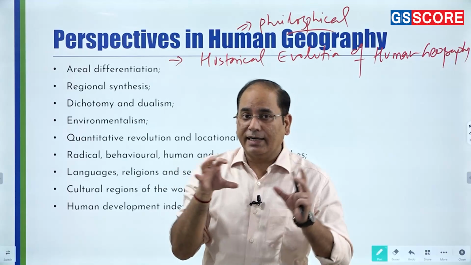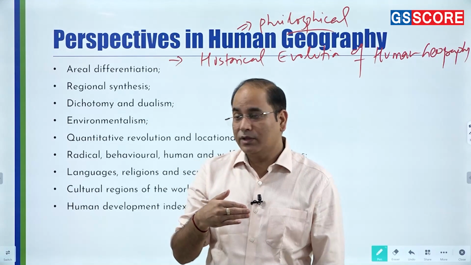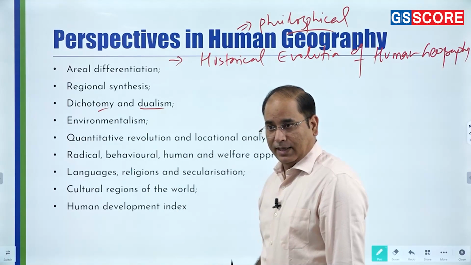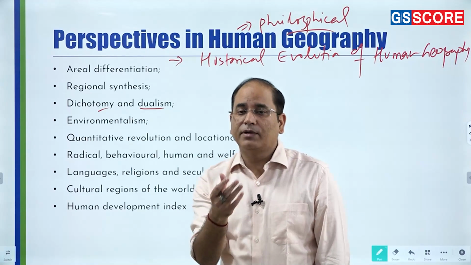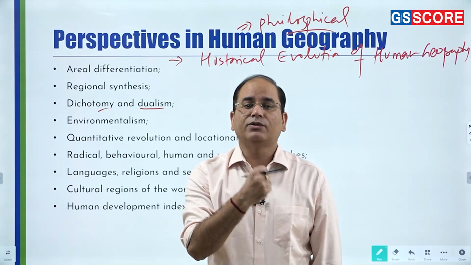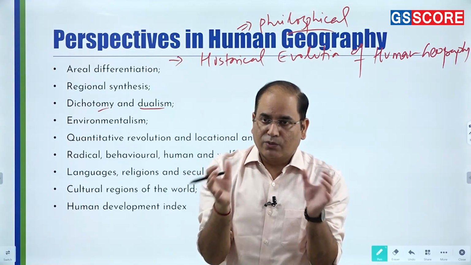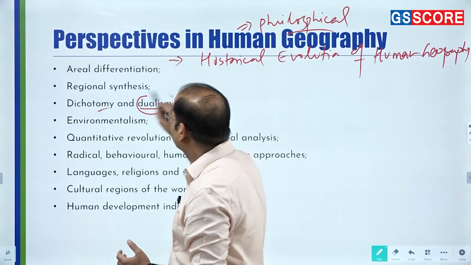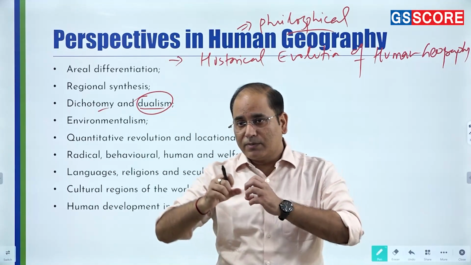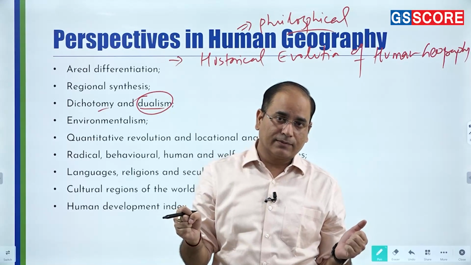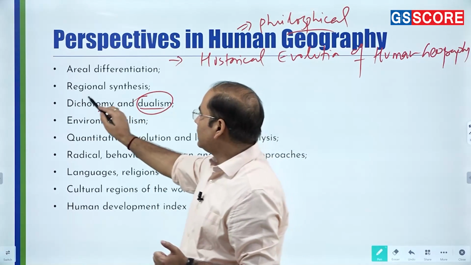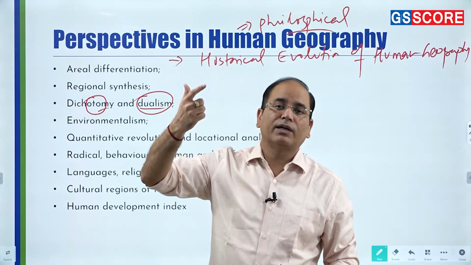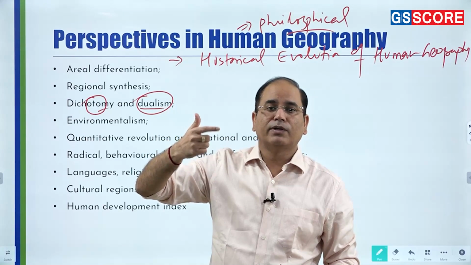But these different ideas gave birth to one very important aspect, that is dualism and dichotomy. Every problem will have two different solutions, and these two solutions are different. So when you have any problem and two different solutions, that is dualism. And if these two solutions are almost opposite to each other, contrasting each other, that is dichotomy. So dualism and dichotomy started right from the time of Alexander von Humboldt and Karl Ritter.